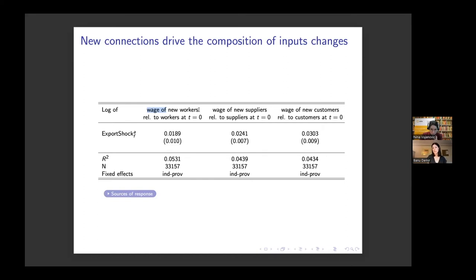So this is on the worker side. We can do the same thing for suppliers and customers of the firm. So this is the average wage of new suppliers relative to the firm's average supplier wages at the beginning of the period. Everything is calculated at the beginning of the period to make it clean of the shock the firm is receiving. And we find that, similar to what we observe in the labor market, in the market for business connections the firm is simply switching to more skill intensive, high quality connections, both on the supplier side and on the buyer side.